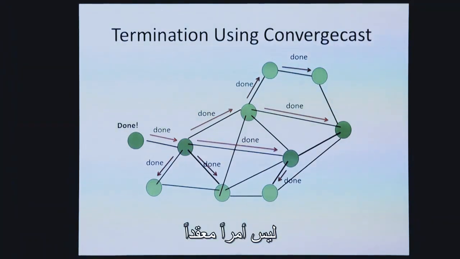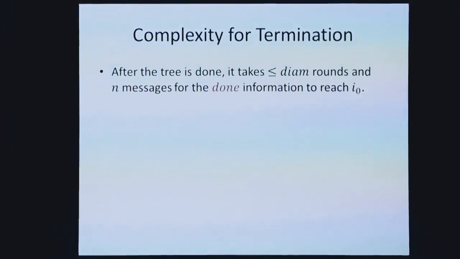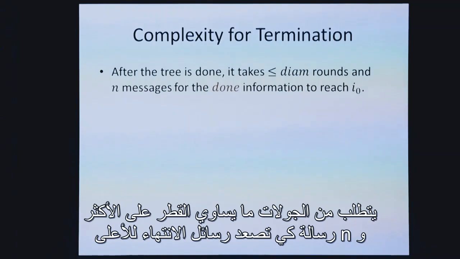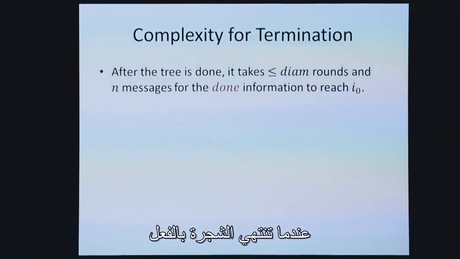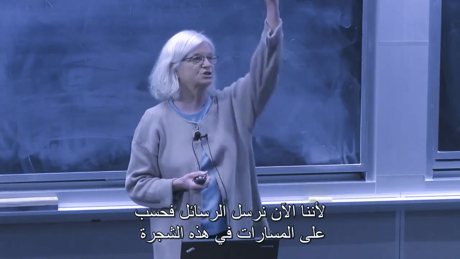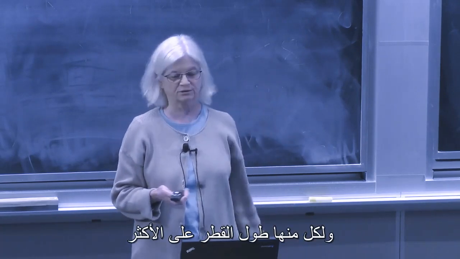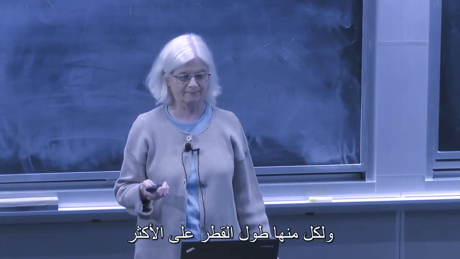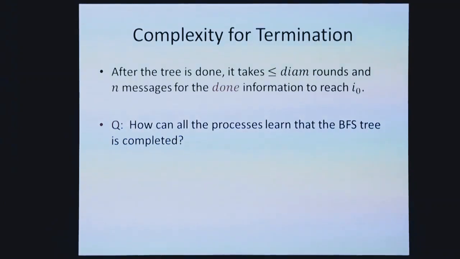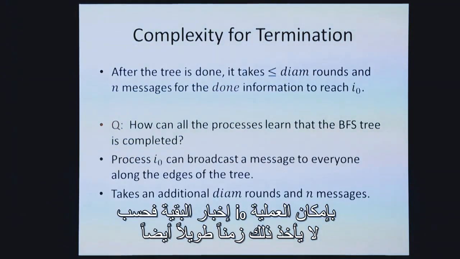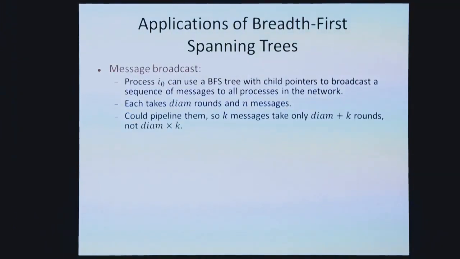No big deal. Okay, complexity for termination. Well, it just takes, at most, diameter rounds and n messages for this done information to come up to the top once the tree actually is finished. So now you're just sending messages on the paths in this tree, which are only at most diameter in length. Okay, and this is just the process I0 can tell everybody else, which doesn't take very long either.